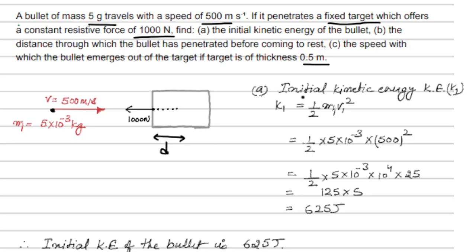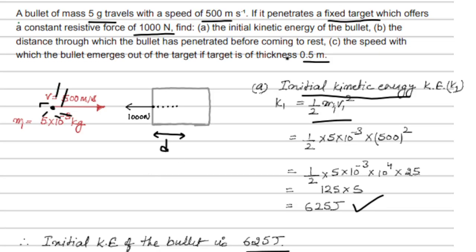First thing, we need to calculate kinetic energy. We will use the formula half mv square, and then we will get 625 joules. We have to convert mass into kilograms and calculate this. So it was having energy of 625 joules here. Now let's do the B part. When it will come to rest, how much distance will it travel within this fixed target?